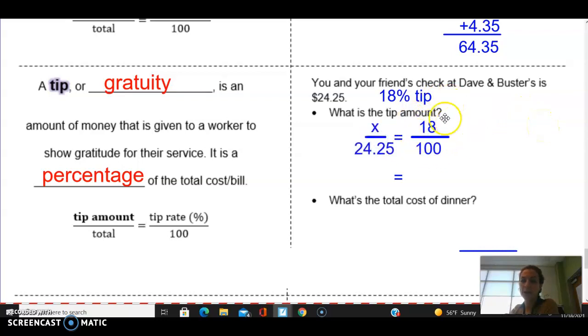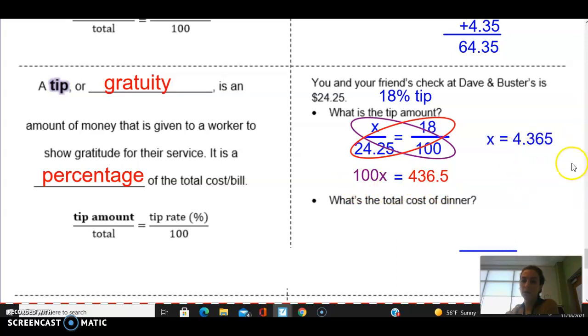We are finding what is 18% out of 100 of our total bill. We would cross multiply. X times 100 is 100x. 18 times 24.25. In this case, our coefficient is 100, so we'd have to divide both sides by 100, and we get x equals 4.365. Now, our money system only goes to the hundredths place, so we would have to round this amount.